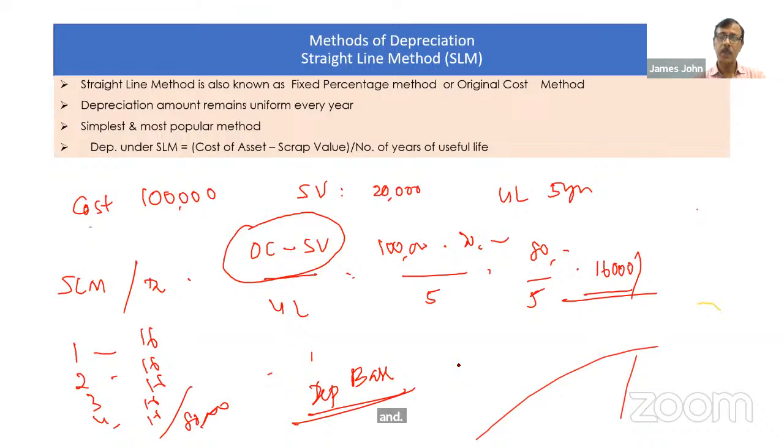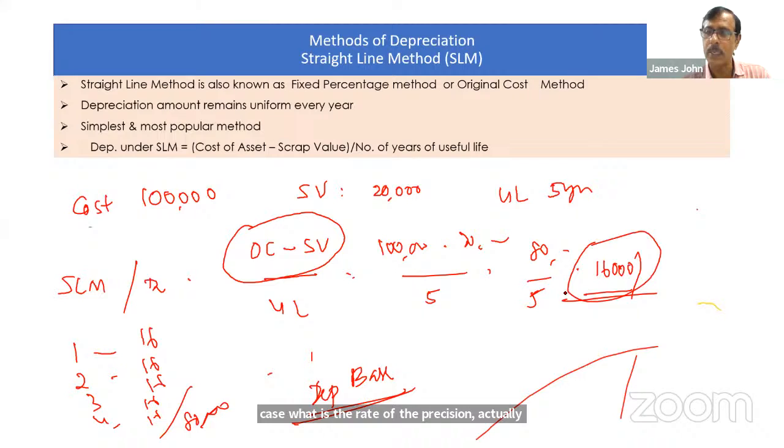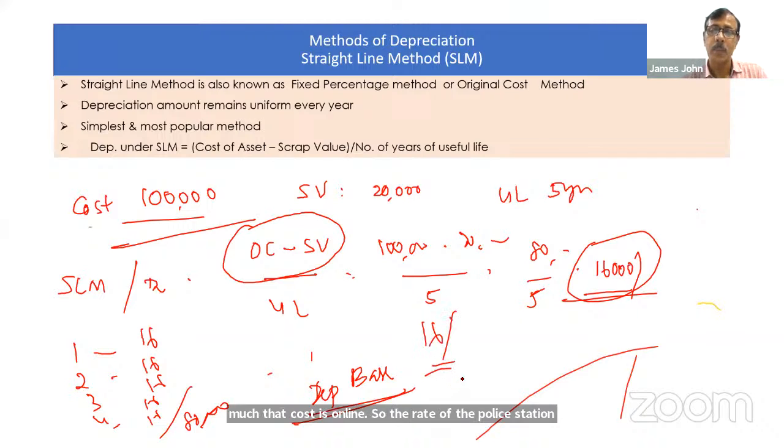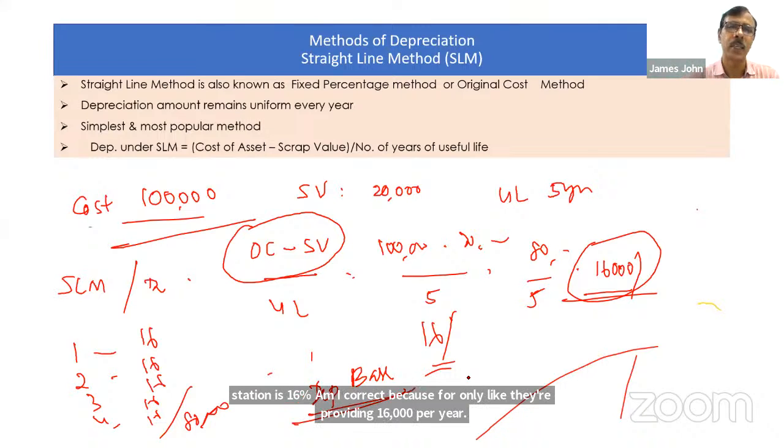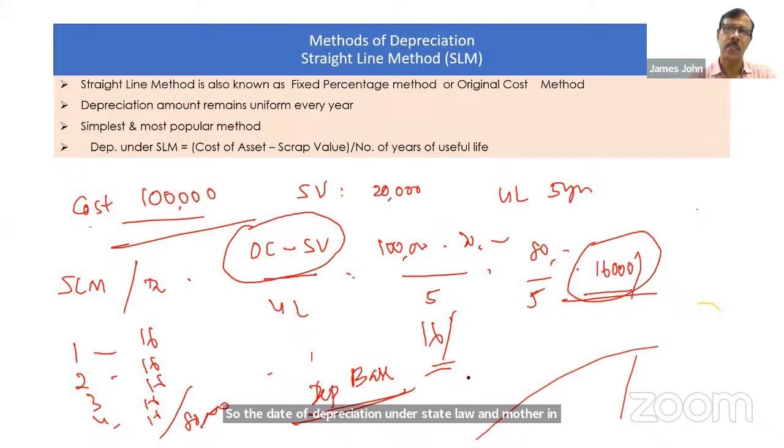Fine. And in straight line method, the depreciation amount remains the same throughout. It is constant. It doesn't change. That is the peculiarity of straight line method. And suppose the question will be, in this case, what is the rate of depreciation? Actually, per year they are providing 16,000, for how much amount? The cost is 1 lakh. So the rate of depreciation is 16%. Am I correct? Because for 1 lakh, they are providing 16,000 per year. So the rate of depreciation under straight line method in this case is 16%.